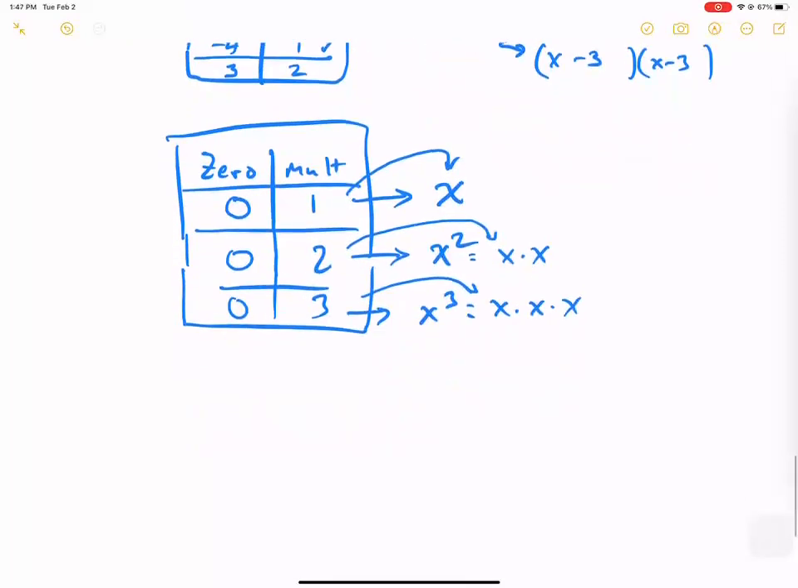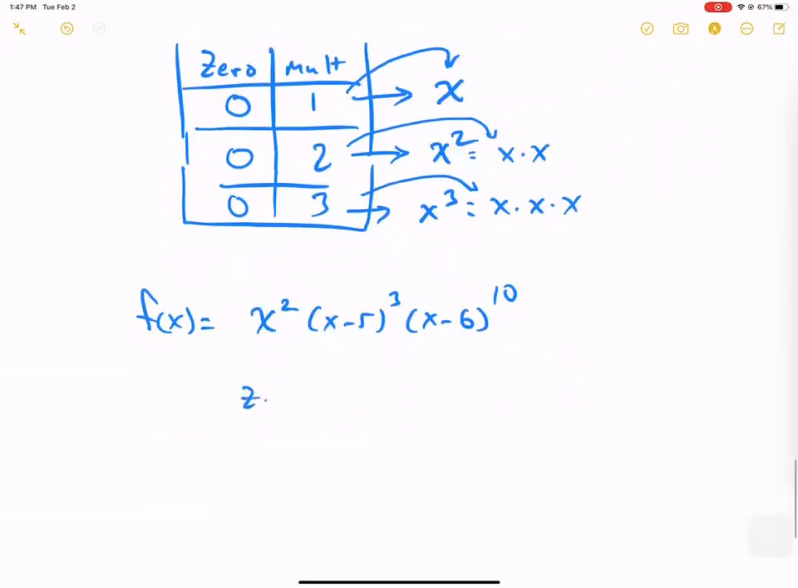Okay, to go backwards, let's go ahead and fill out a chart. If I tell you my factored form, if f of x is equal to x squared, x minus 5 cubed, and x minus 6 to the 10th, okay? This is terrible. I'm not going to multiply this out, but this would be a huge x value. But what are the zeros? And what are your multiplicities?